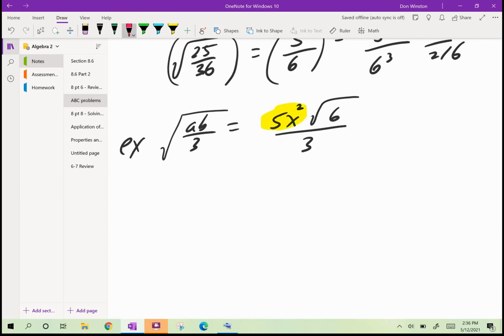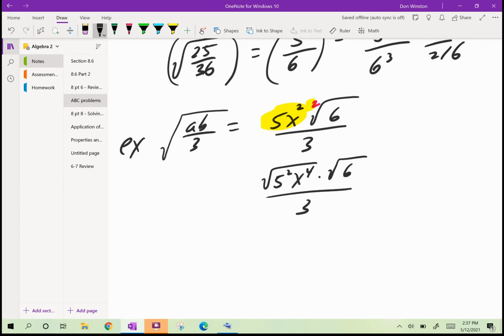Okay, because my index is 2, I need to reverse everything. So I'll have the square root of 5 squared, and then 2 times 2 is 4, so x to the 4th. Oops. 5 squared x to the 4th. And then times the square root of x over 3.